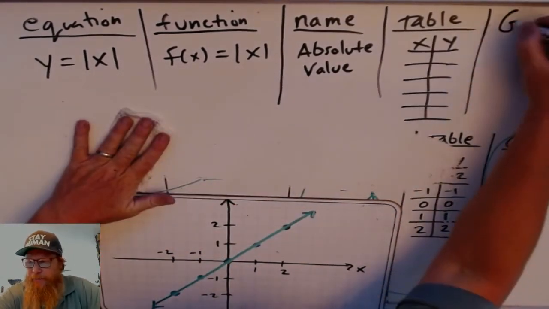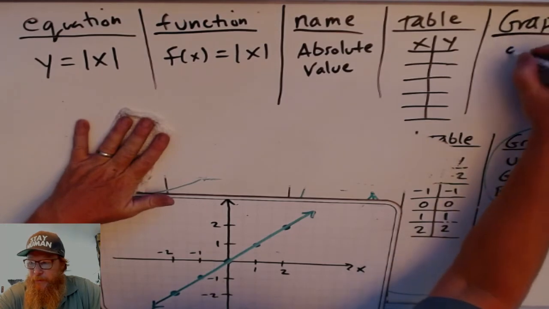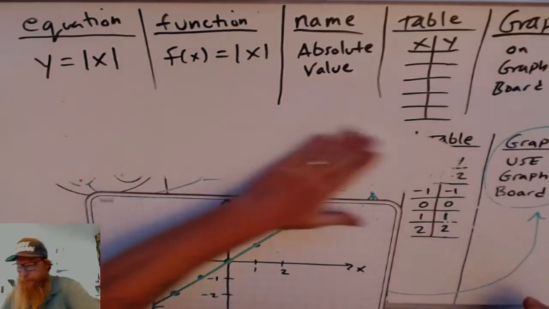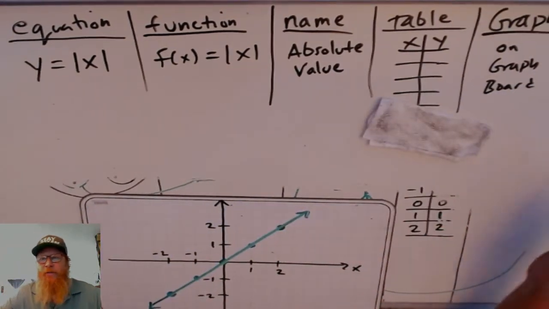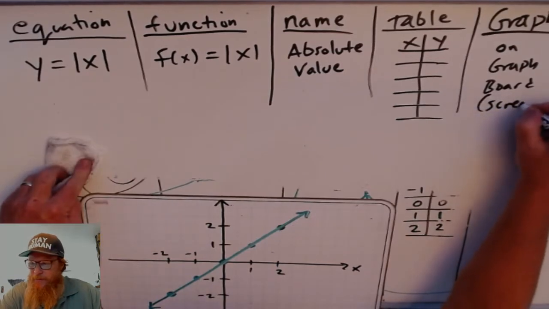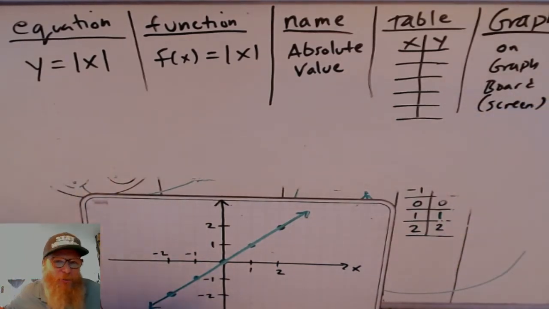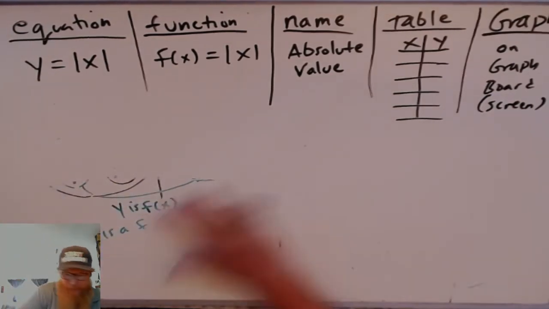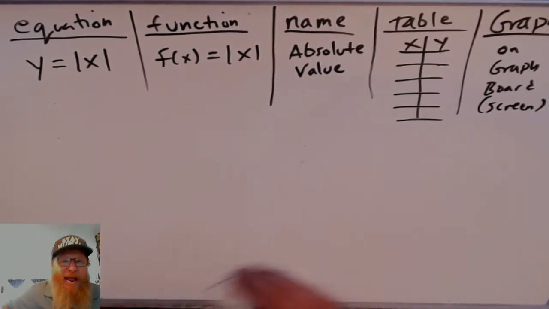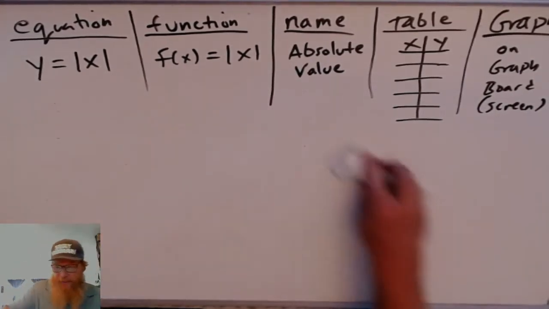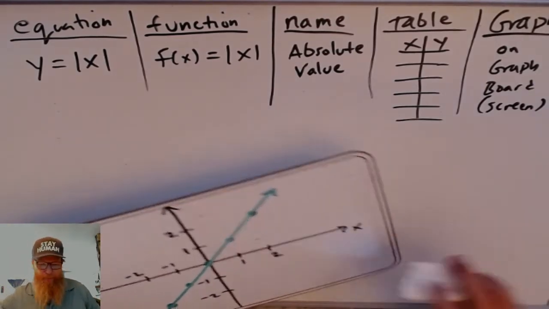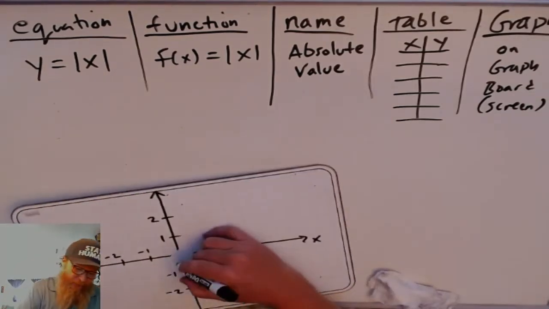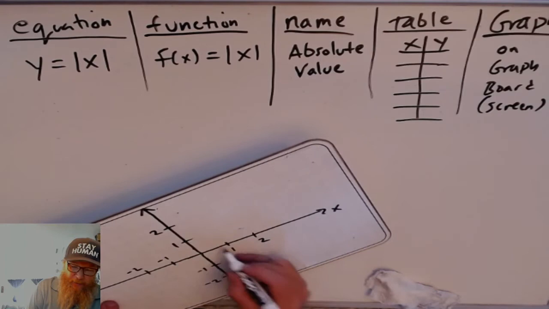And then the graph on the board. Or in your case, on the screen. If we were meeting in a classroom, I'd be handing out graph paper, and you'd all be drawing these on your own graph paper. Well, not your own, but I guess you could have your own if you want. Anybody that has their own graph paper, feel free to use it. I don't require it, but it comes in handy. All right, so here we go.